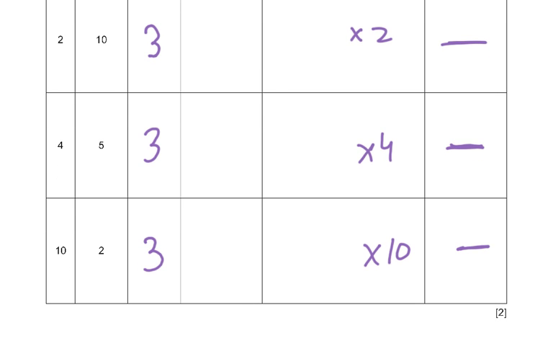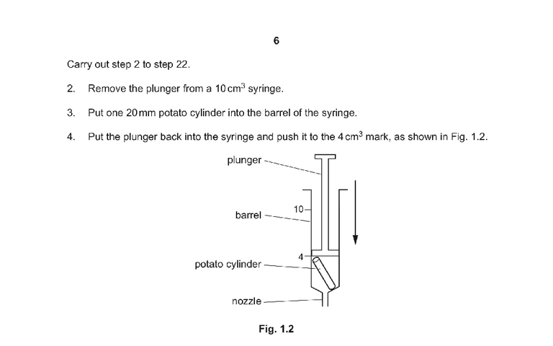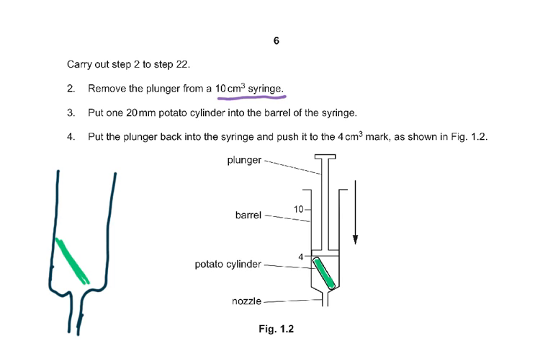Then we come on to the next part of the question. It says, remove the plunger from a 10 centimeter cube syringe. So you take a syringe, and I'm just going to draw that. And you remove the plunger, and you put a piece of potato. I'm coloring this green. So you put a piece of potato into the empty syringe. This part is called the plunger. Some of you might not know this name, and I can understand if you don't. So this is the plunger.